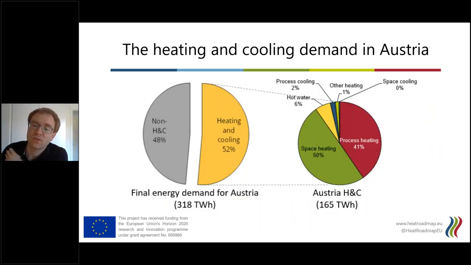So here you can see what we found. We saw some similar numbers, or maybe the exact same numbers, earlier in this presentation for how the heating demand in Austria is split up. You can see here it makes up the largest chunk of the end-use demand, around 52% of the final end demand. Around 50% of that goes to space heating, and around 41% goes to process heating. So we can see here that in Austria, like in the general European case, heating demand is extremely important as we go forward and look into these low carbon scenarios.